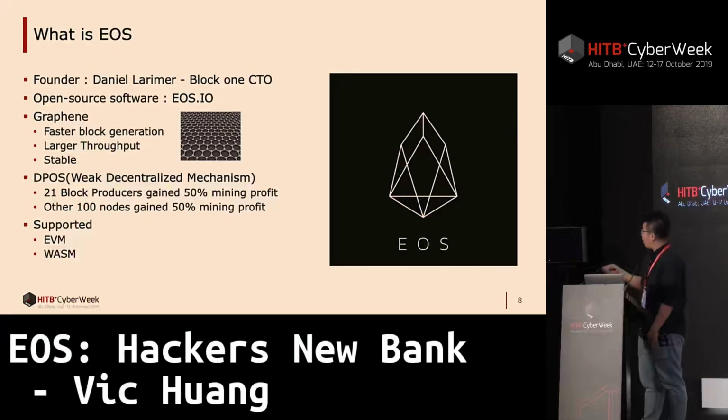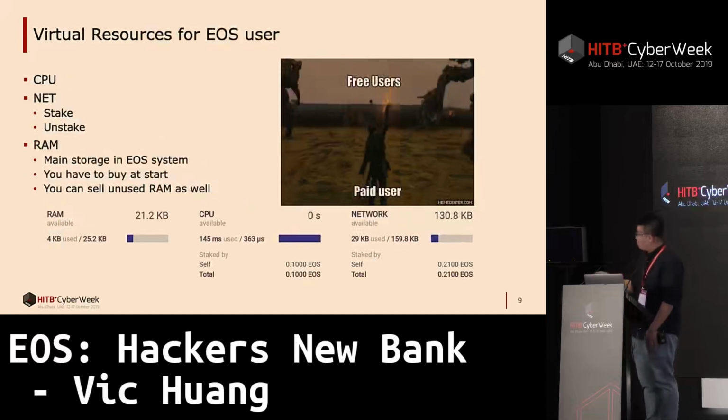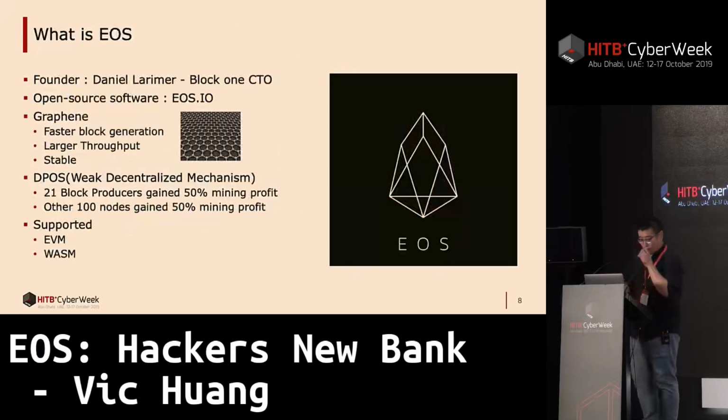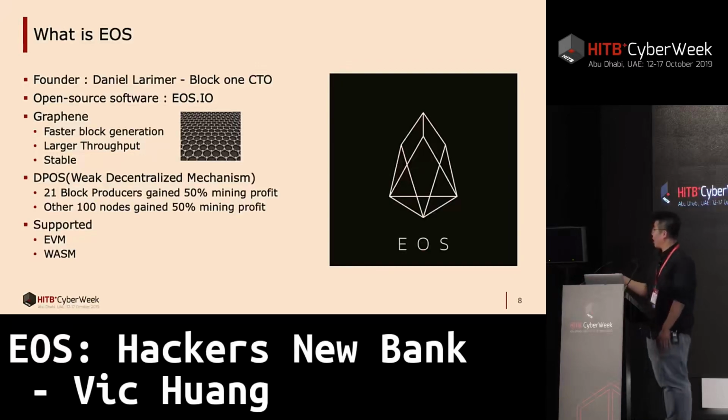EOS's founder is Daniel Larimer, if I didn't pronounce it wrong, and he is the Block One CTO. The important thing about EOS is that it is about 20 times faster than Bitcoin in block generation and has a larger throughput. The consensus algorithm it uses is named DPoS. It is a weakly decentralized mechanism.